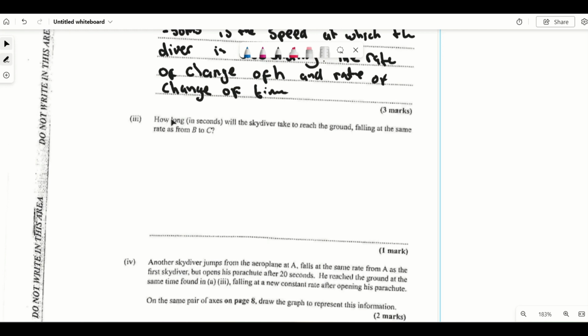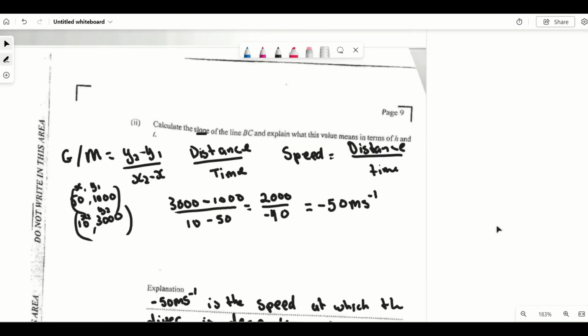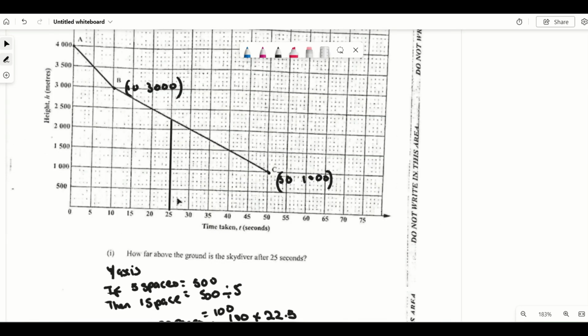Right? Then they ask you, how long in seconds will the diver take to reach the ground falling at the same rate from B to C? Now, there are 2 ways that we can do this. If they're going to reach the ground, that means that your height is going to be 0. And your height is 0 on your x-axis, meaning y is 0, right? You can find the equation of your line and then make y equal to 0, and that would tell you where it is going to stop, right?